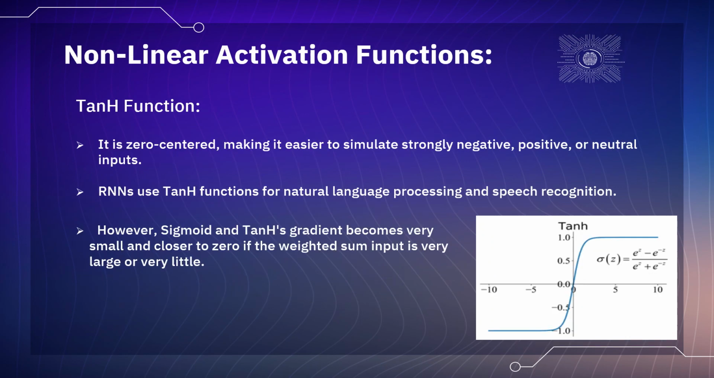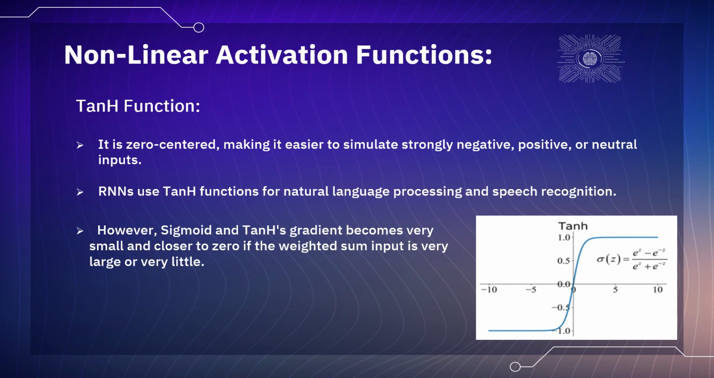Now let's get to know the tanh function. The zero-centered function is another name for the hyperbolic tangent function, whose range is between -1 and 1. It is much simpler to model inputs with highly negative, positive, or neutral values since it is zero-centered. If the output is something other than 0 or 1, the tanh function is used in place of the sigmoid function. Tanh functions are typically used in RNNs for tasks like speech recognition and natural language processing.